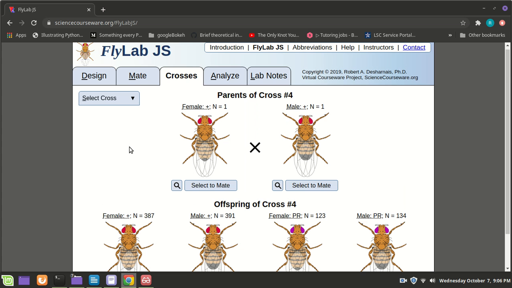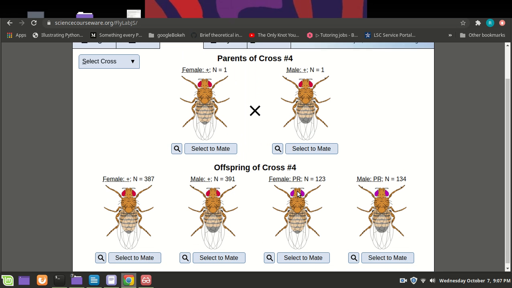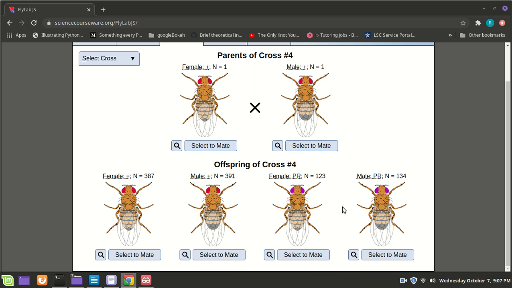All right, so this is the first little video, just going over some basics, especially on how to determine whether or not something is dominant or recessive. In this particular case, we showed that the purple eyes in these flies are a recessive trait.